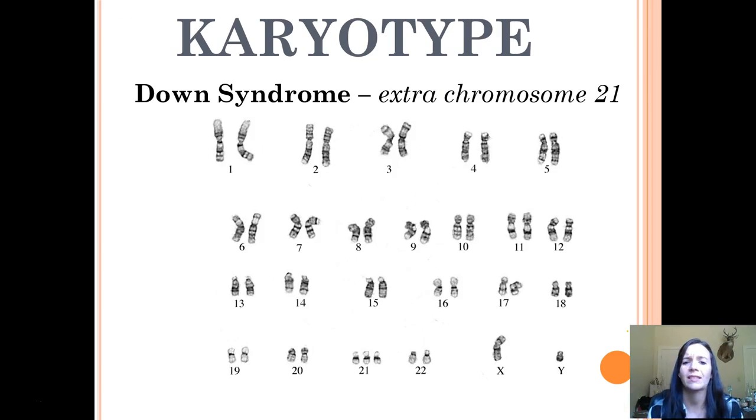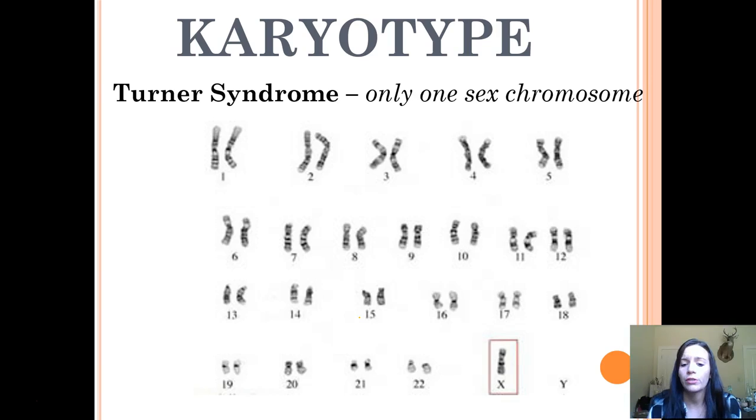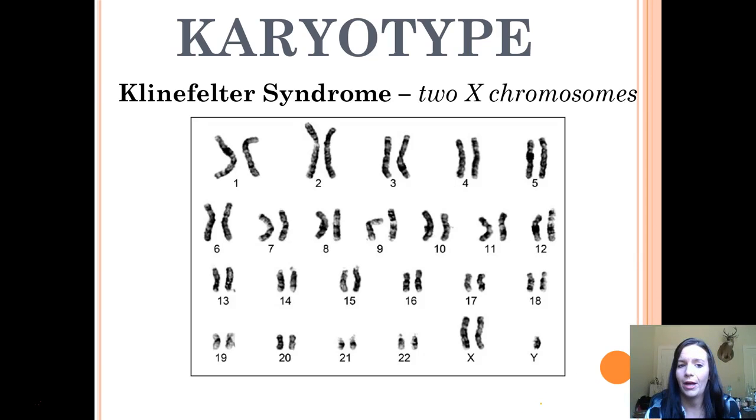So here's a look at some of those. With Down syndrome, as you can see, there's an extra chromosome at number 21, so there's 3 there. Turner syndrome only has 1 sex chromosome, so there should be a Y, but there's not. And Klinefelter syndrome has 2 X chromosomes and that Y chromosome, so there's 3 sex chromosomes total.